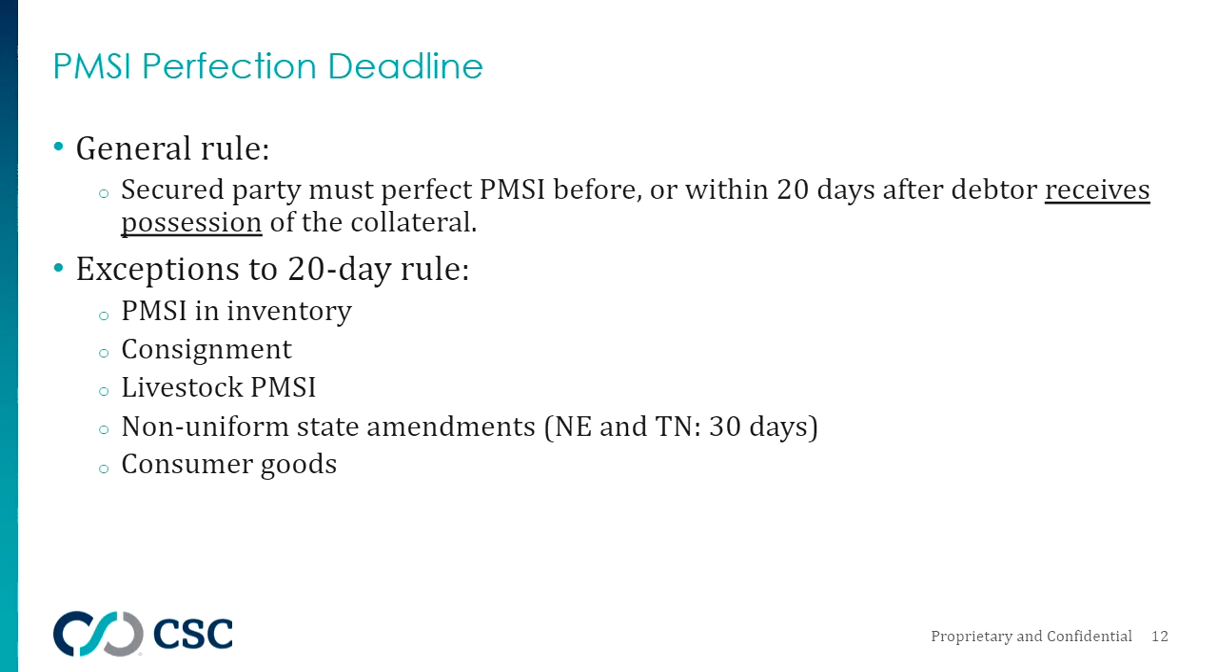There are some exceptions to that 20-day rule. A purchase money security interest in inventory, and we'll go into much more detail on that in a minute. Same with consignments and livestock purchase money security interests. There are also some non-uniform state time periods. Nebraska and Tennessee, for example, have a 30-day purchase money security interest window. And actually one of them, I think it might have been Tennessee, wanted to extend it even longer. Thank heavens that didn't happen, because it would have made life miserable for those searching the UCC records. And then finally, there's consumer goods, which I'll talk about later as well.